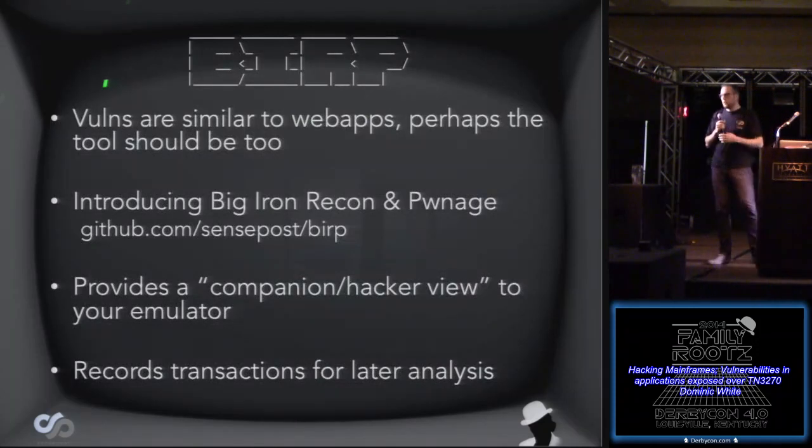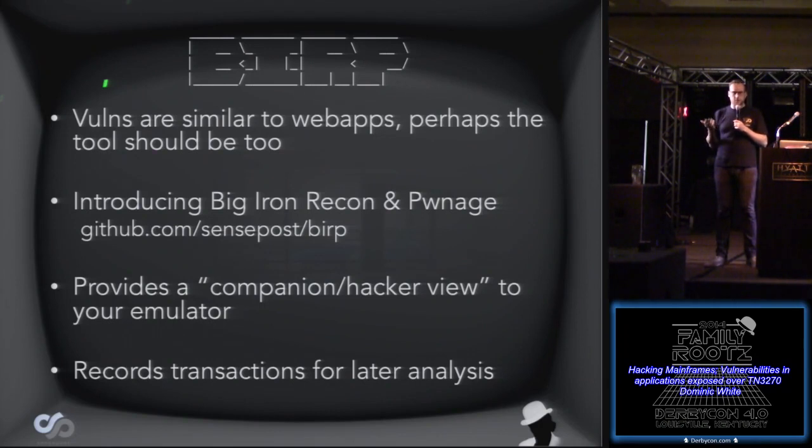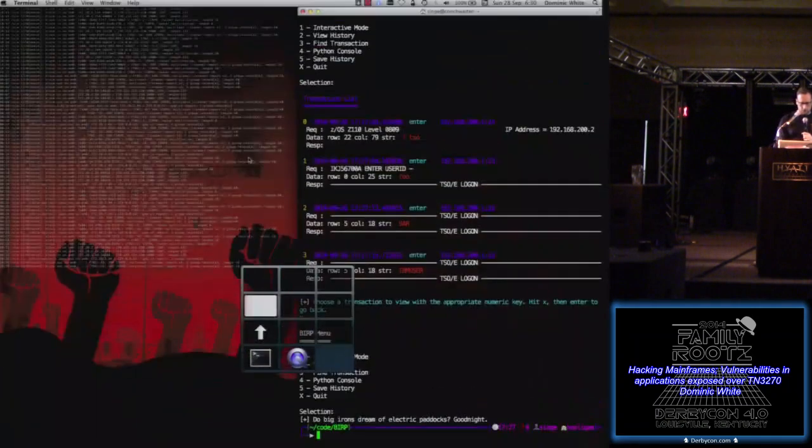Okay, so I wrote a tool to make this easier. It's called Burp. At the time, I thought it was a very funny play on the idea that, like, Burp with a U, the web app proxy, has this kind of setup where you've got your browser, and then you've got a Java console, like your hacker view. So I implemented the same thing. The stuff is so similar to web app vulnerabilities. Why don't we implement the same thing? So Burp, my tool, it does, let me show you.